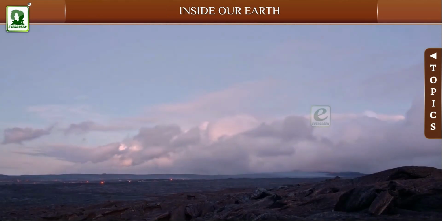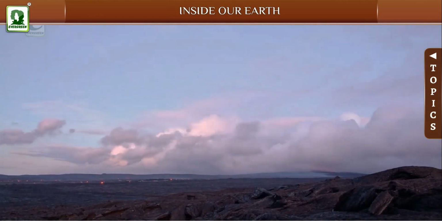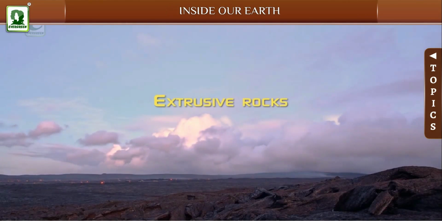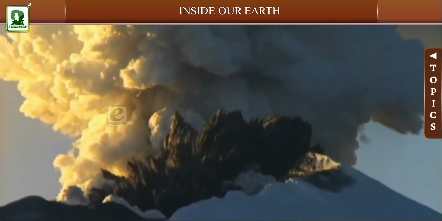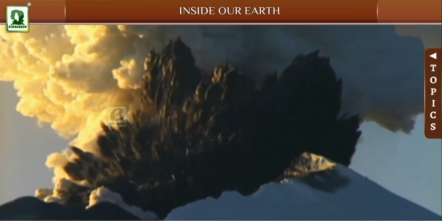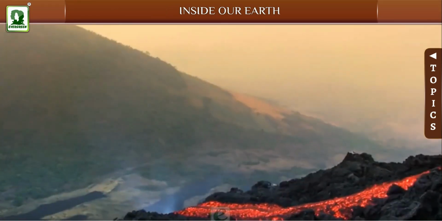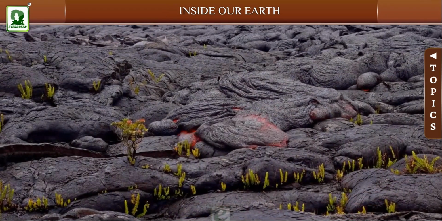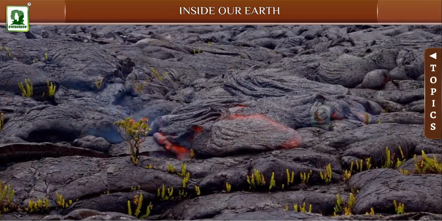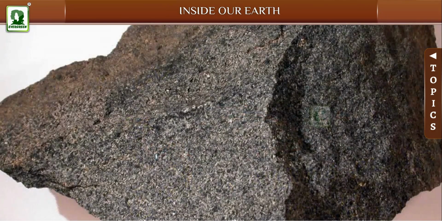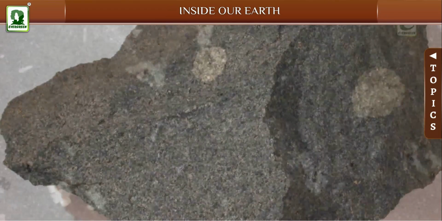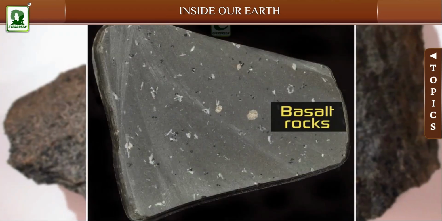On the basis of their formation, igneous rocks can be divided into two types: extrusive rocks. Igneous rocks which are formed when lava coming out of a volcano reaches the surface of the earth, cools rapidly, and solidifies into a rock are called extrusive rocks. This type of rock has a fine-grained structure, for example basalt rocks found in the Deccan Plateau.